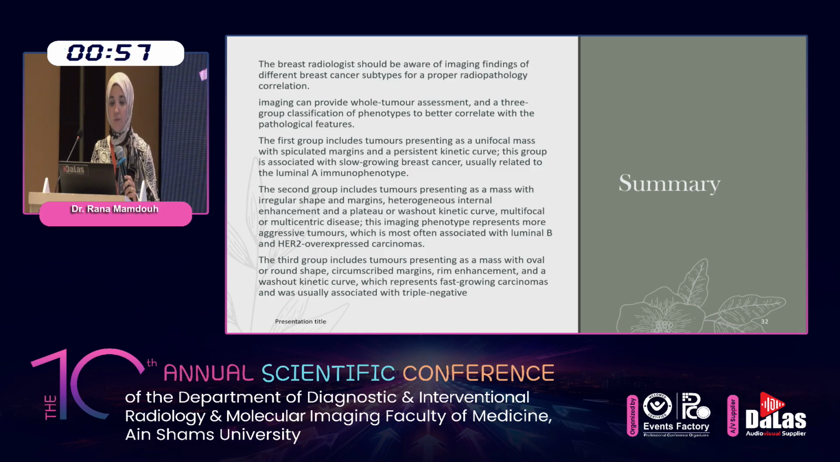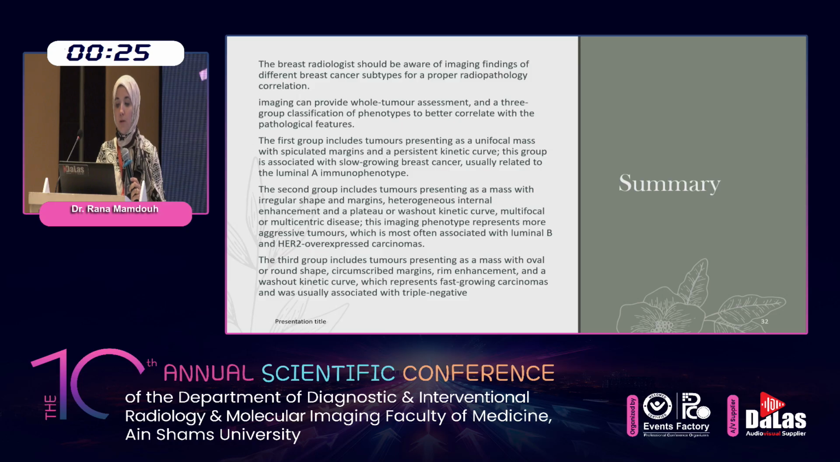The first group includes tumors presenting as a unifocal mass with spiculated margin and persistent kinetic curve. This group is associated with slow-growing breast cancer and related to luminal type A. The second group presents with a mass of irregular shape and margin, heterogeneous internal enhancement, plateau or washout kinetic curve, and multifocal or multicentric mass lesions. This imaging phenotype represents a more aggressive tumor, which is often associated with luminal type B or HER2 positive.